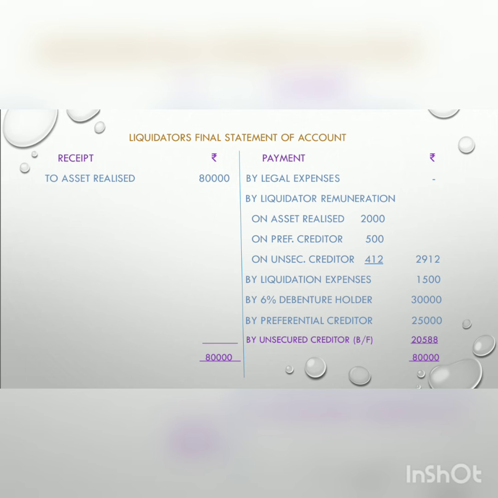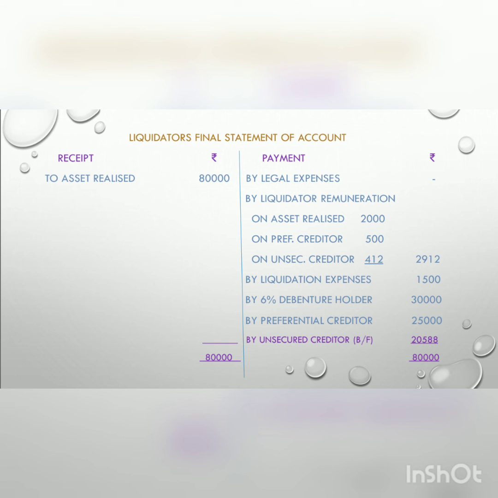Let's start preparing the liquidator's final statement of account. On the left side, we need to enter all receipts of the company. In this sum, asset realized is the only receipt of the company. Let me mention asset realized rupees 80,000 on the receipt side. Now let's come to the payment side. On the payment side, the order should not change. First, there are no legal expenses, so enter legal expenses and enter nil amount.